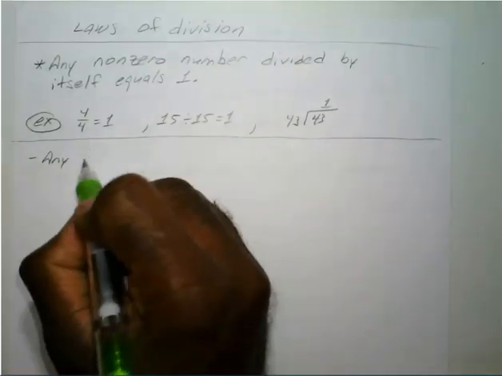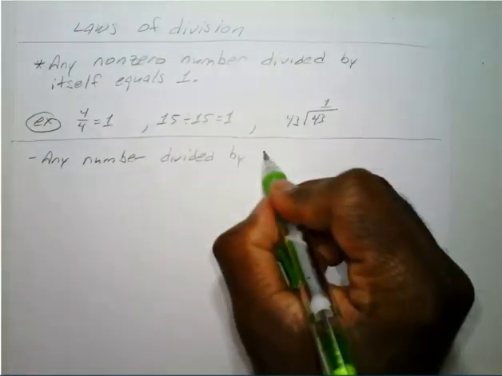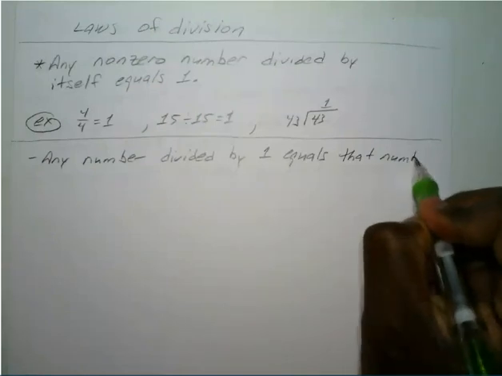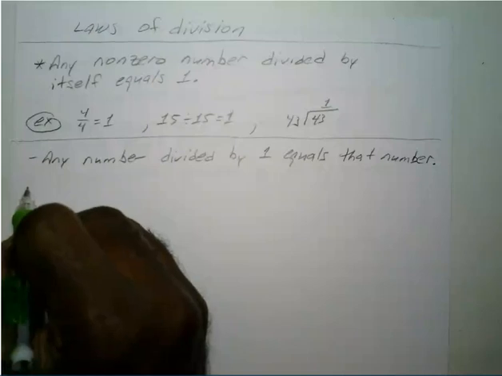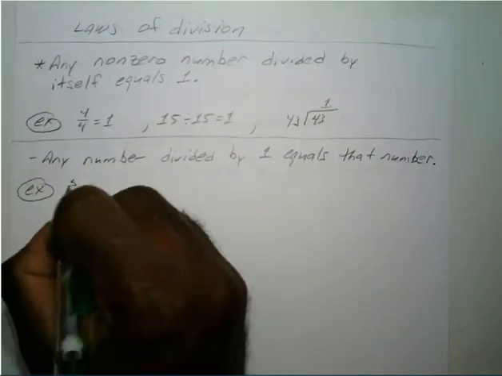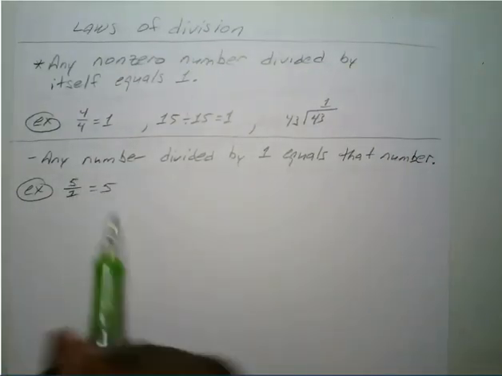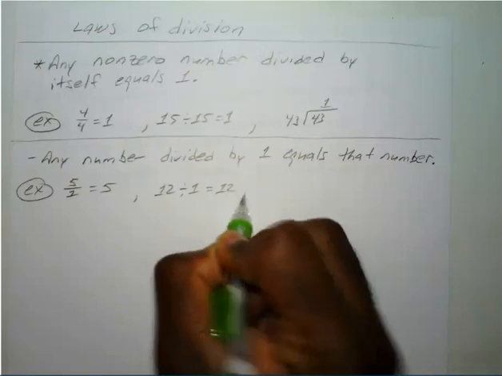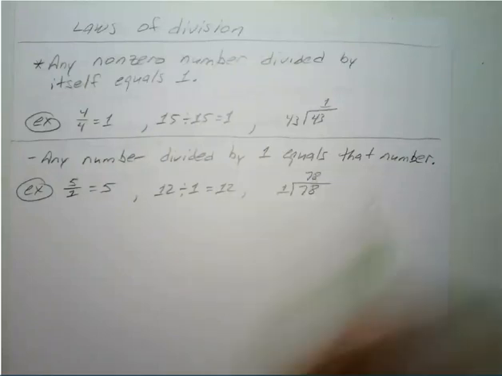Okay. Also, any number divided by 1 equals that number. Okay, so for example, 5 divided by 1 is equal to 5. Any number divided by 1 is equal to that number. Or 12 divided by 1 is going to equal 12. Or 78 divided by 1 is going to equal 78.